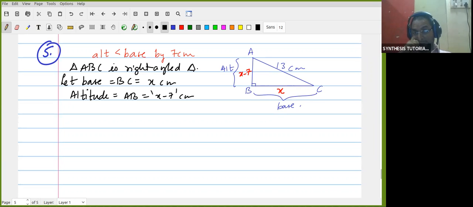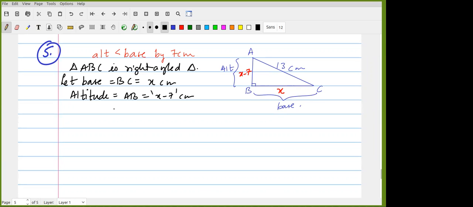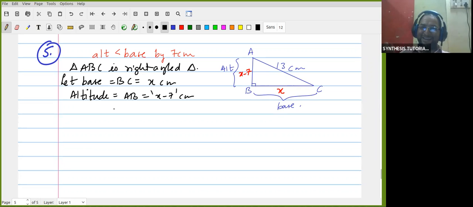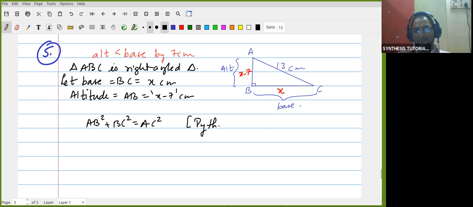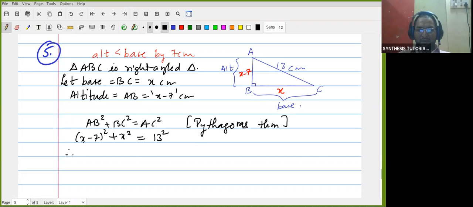What comes very naturally to us once we see a right angle triangle? Pythagoras theorem, right? So we can say here that AB squared plus BC squared is AC squared. Reason, Pythagoras theorem. Now how much is AB? AB is x minus 7. This will be (x minus 7) the whole square plus x square equals 13 square. Yes or no? Now tell me expansion.